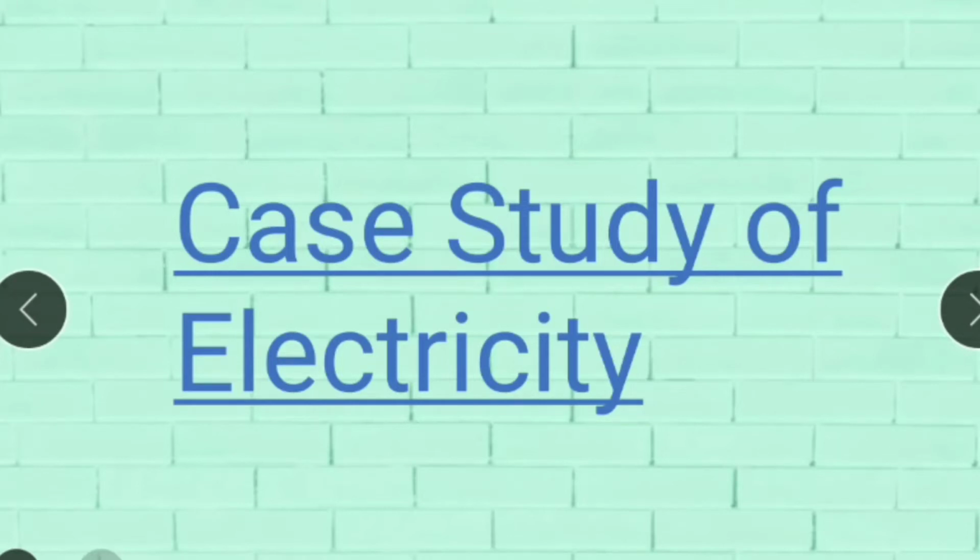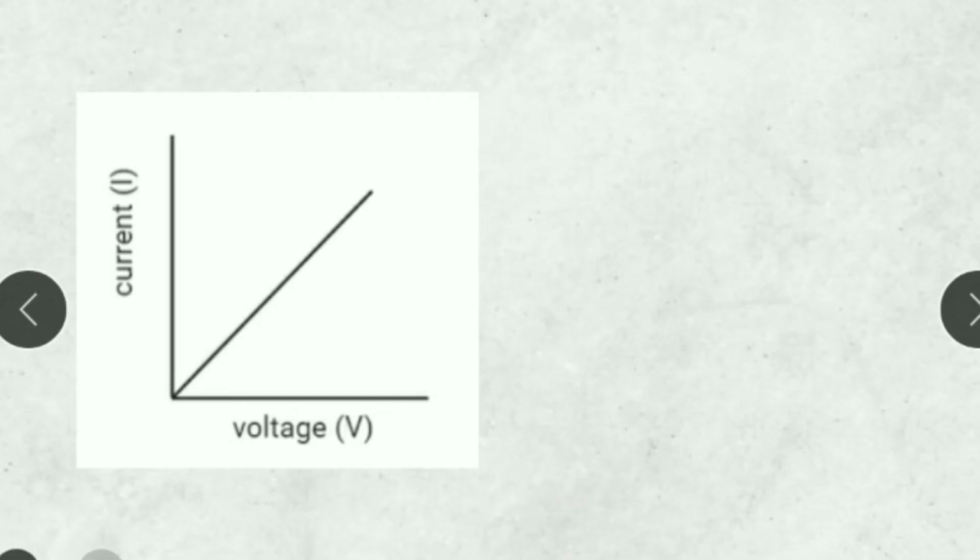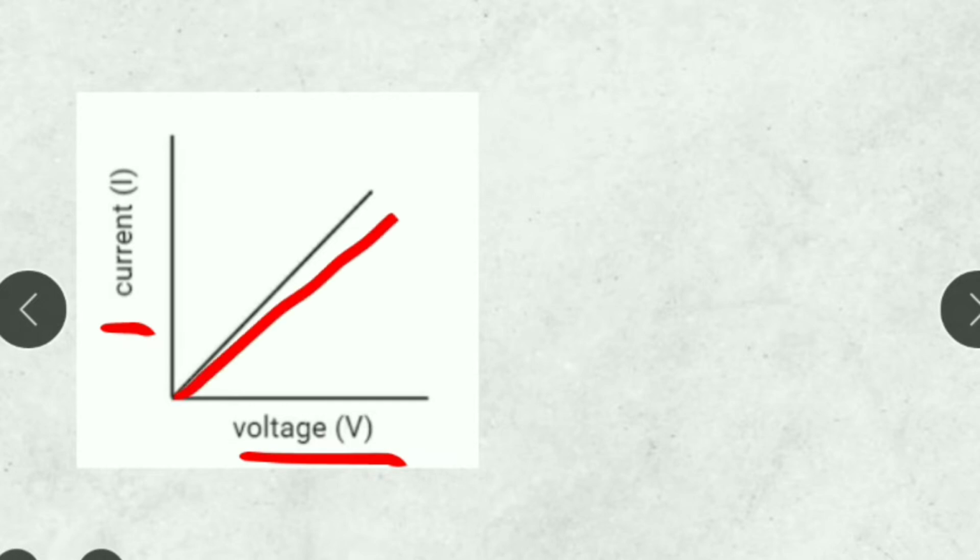Hello everyone. In this video, we will be discussing one of the case studies of electricity, which will help to clear your concepts regarding resistance and further on what factors resistance depends. As you can see, this is a graph of current versus voltage. For this, you need to know what the slope of this graph gives.